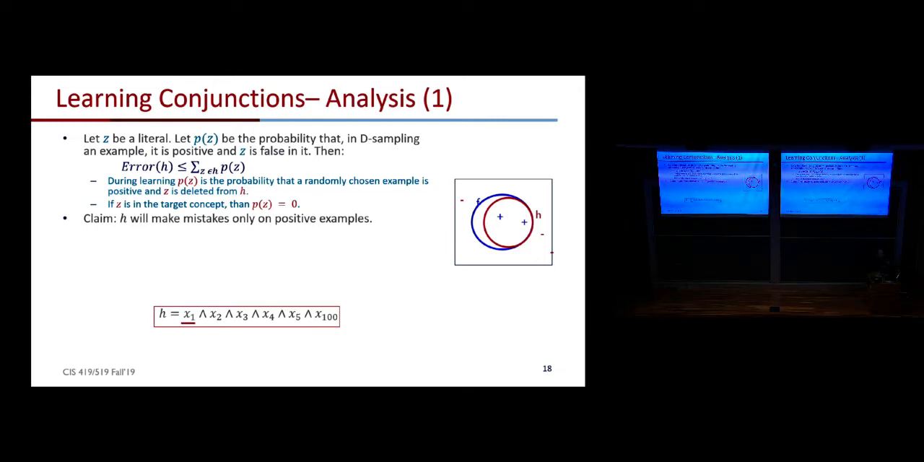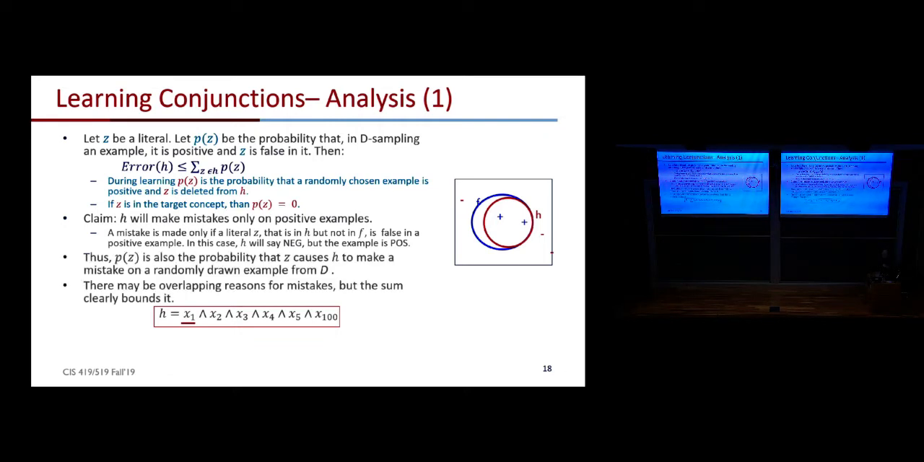Okay, so now, I think you would agree on this claim: H makes mistakes only on positive examples. Here is why. It makes a mistake only if a literal z that is in H but not in F, like x1, is false in a positive example. In this case, H will think that this is a negative example, but really it's a positive example. So that's the only case where we're going to make mistakes. And therefore, we can say that P of z is also the probability that z causes H to make a mistake on a randomly drawn example.